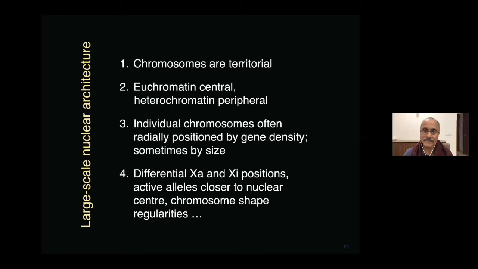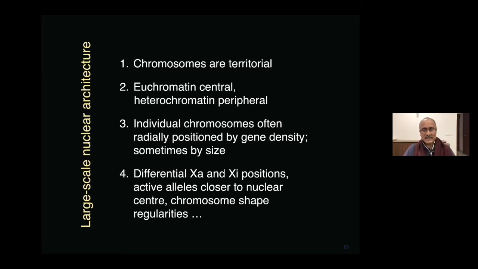Yes, Gautam, you should go along now. Thank you. Okay, so here are the main points that I've made so far. That chromosomes are territorial. Euchromatin typically tends to be more central, heterochromatin more peripheral. That individual chromosomes are often radially positioned by gene density, sometimes by size. I didn't show you the data that corresponded to this.